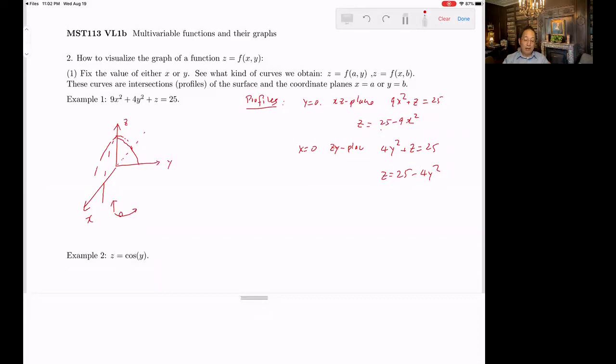And then we look at the intersection with z-planes. If z is equal to 0, then we have 9x squared plus 4y squared is equal to 25. This is an ellipse because 4 and 9, we have different coefficients. So we have something like this. When y is 0, x squared is 25 over 9, so x is 5/3.